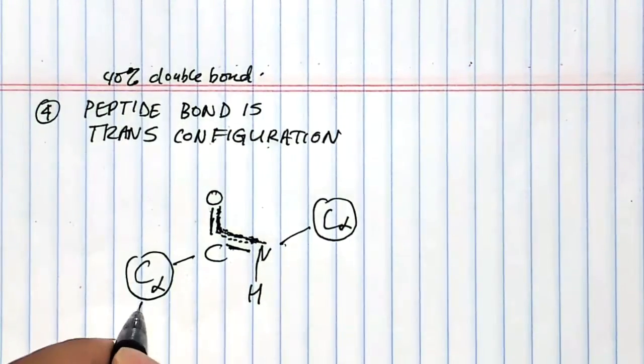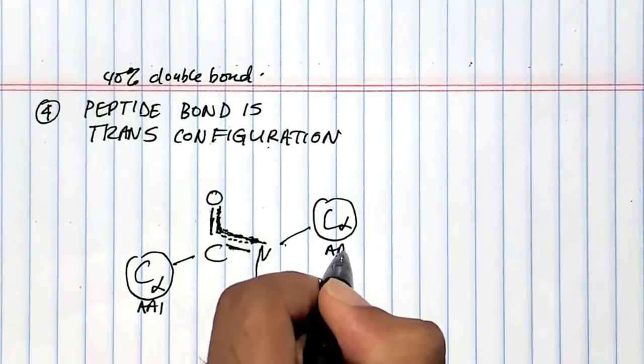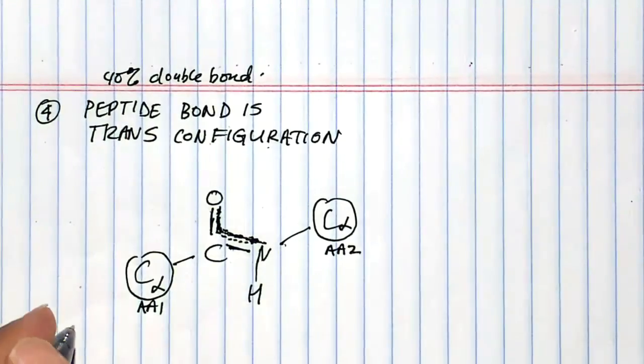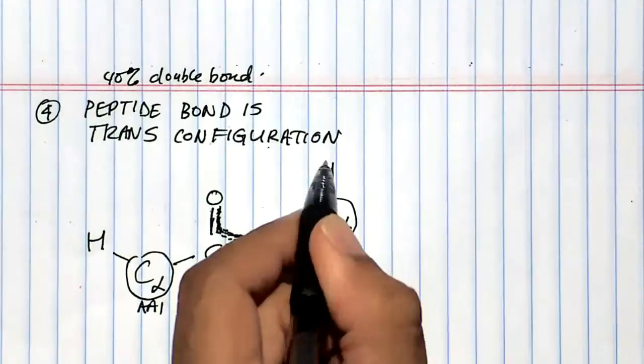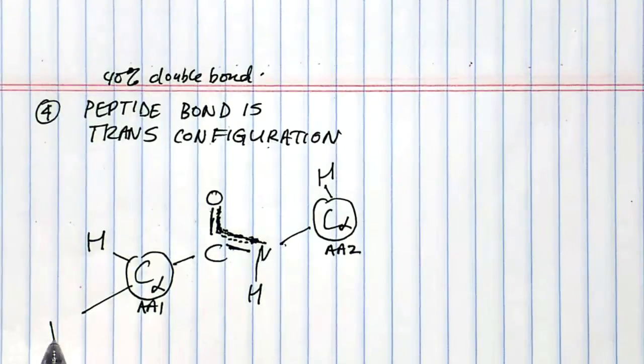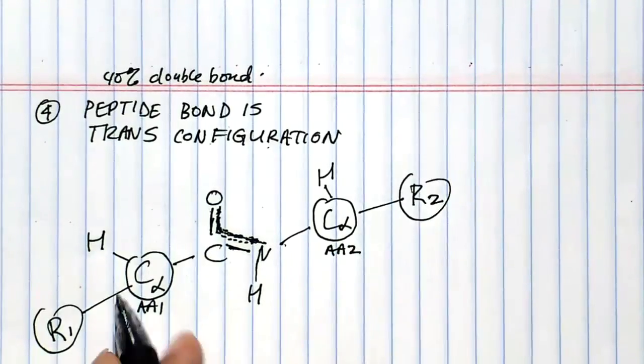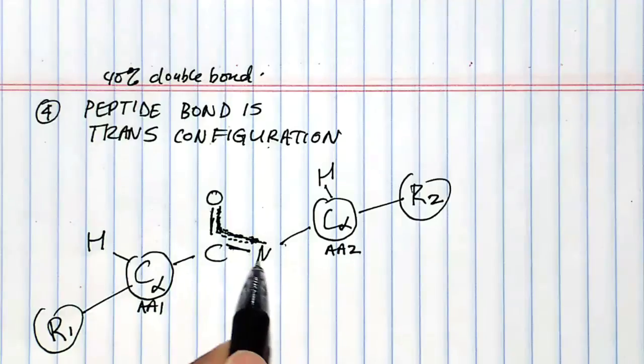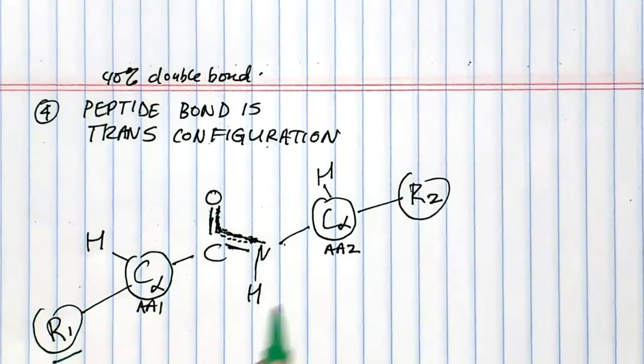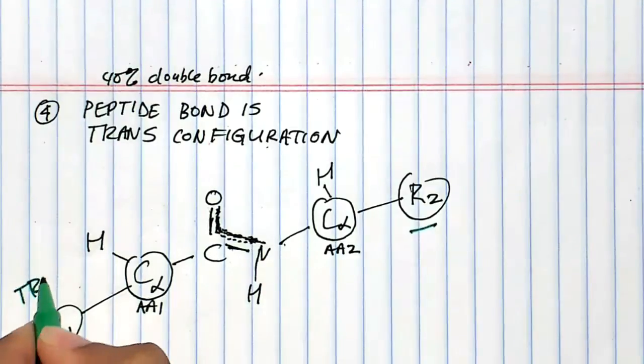This is amino acid 1. This is amino acid 2. Here is our alpha hydrogen. Here is our alpha hydrogen. The R groups are going to be trans to one another. They're going to be on opposite sides of this pseudo double bond. That's about 40% characteristics. So here's R group 1 of amino acid 1. Here's R group 2 of amino acid 2. So that's what we mean when we talk about the peptide bond being trans.